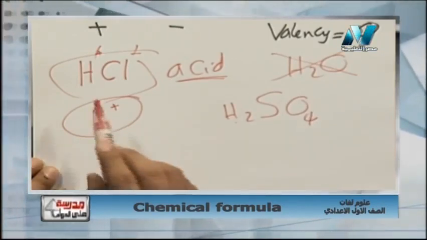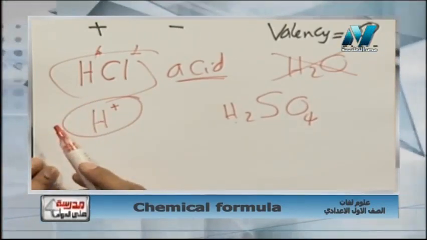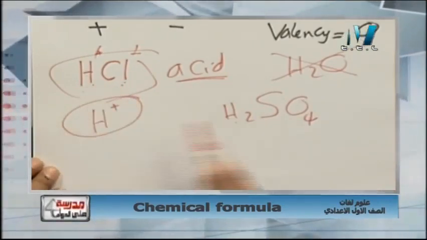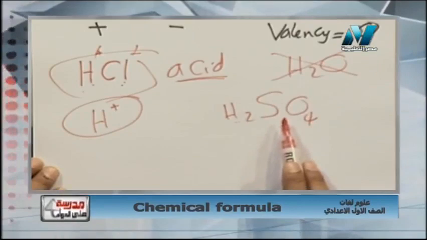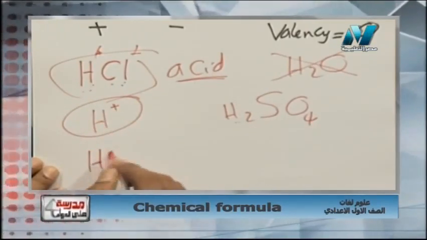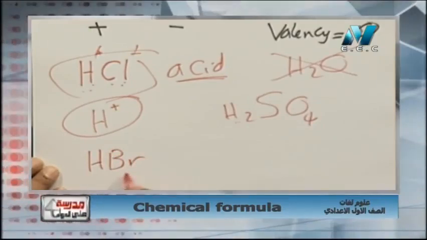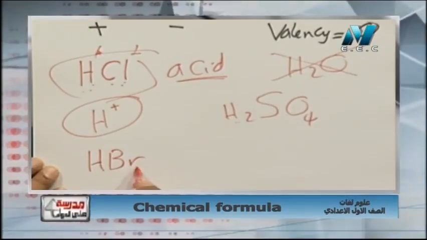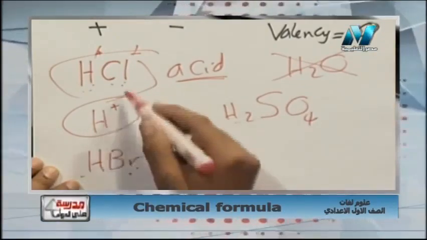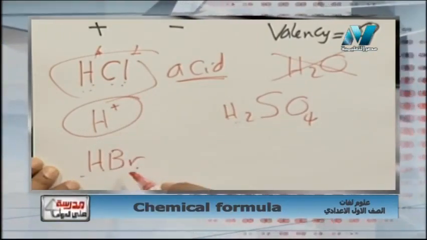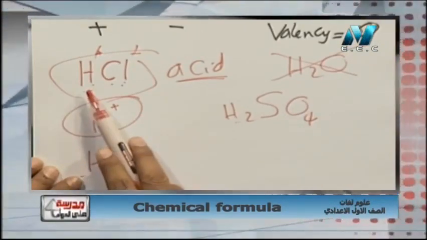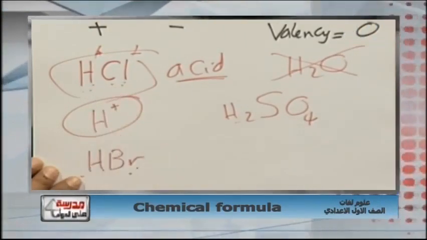So here, acids may come from a combination between hydrogen and non-metal, or hydrogen and atomic group. Hydrogen with non-metal, as hydrochloric and hydrobromic. Hydrogen with bromine, hydrogen with non-metal. They are two examples for a type of acids which comes from combination between hydrogen and non-metal.